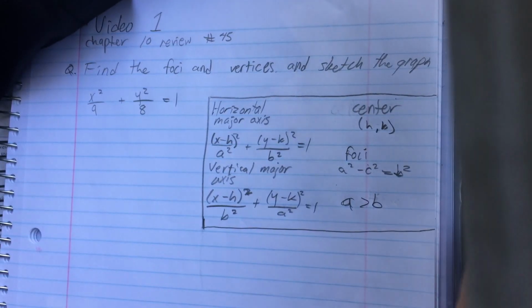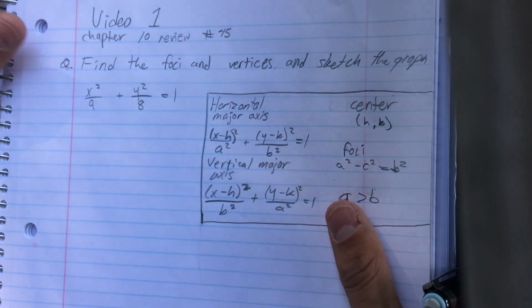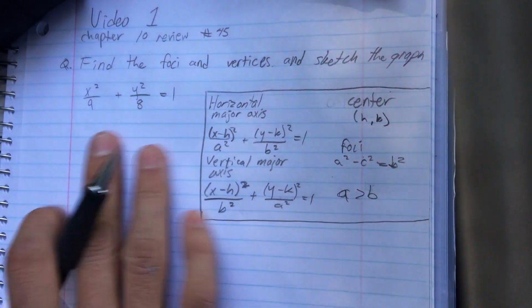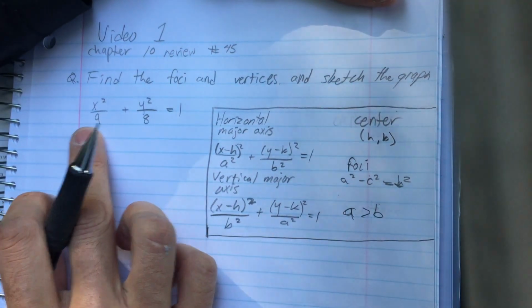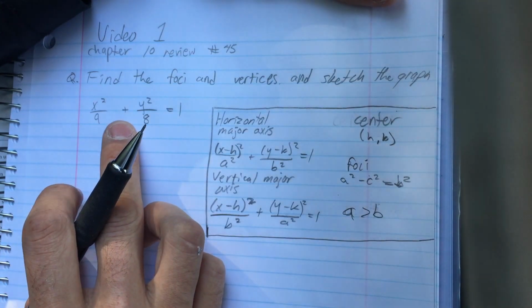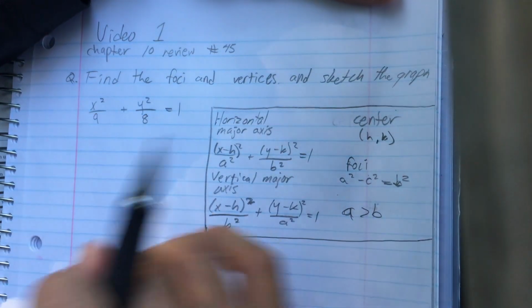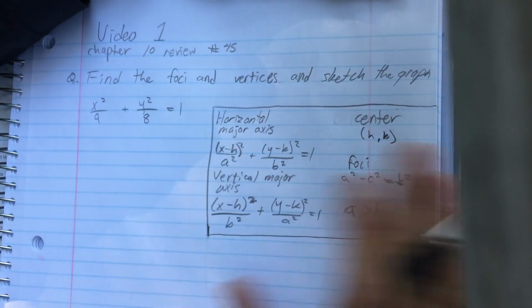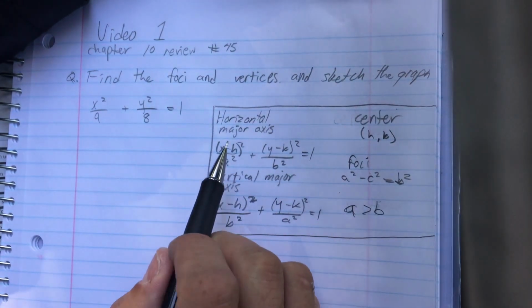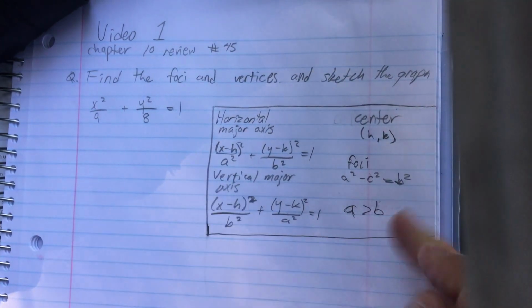Hey guys, today you're going to be learning how to find the foci and vertices of an ellipse and then sketch the graph. This is the equation we were given, x squared over 9 plus y squared over 8 equal to 1. This is already in the standard form of an ellipse, which you can see the two equations are right here.